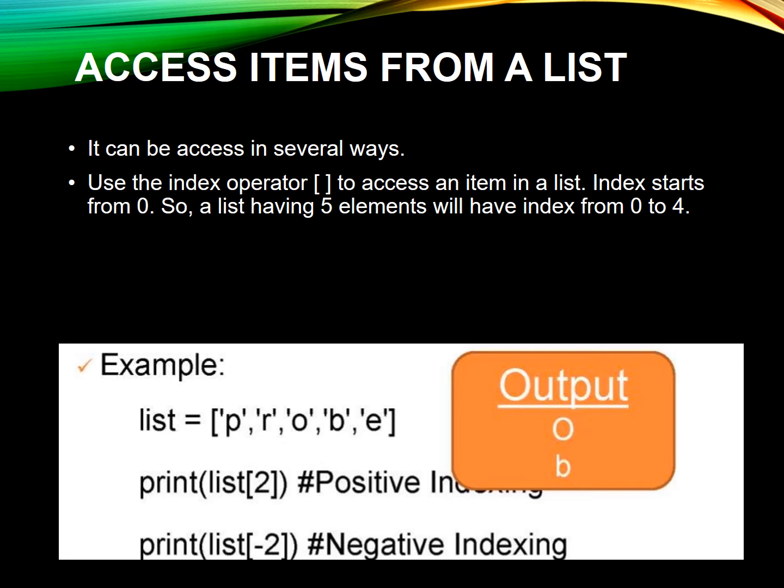And from the right hand side, if we check, the index for E is -1, the index for B is -2, the index for O is -3. So this way it will go on. So print list -2, at the -2 index the value is B. So it will print B.